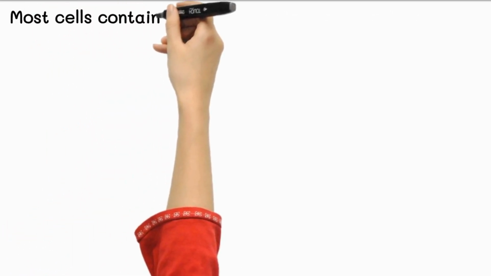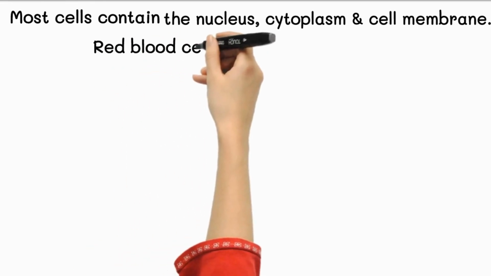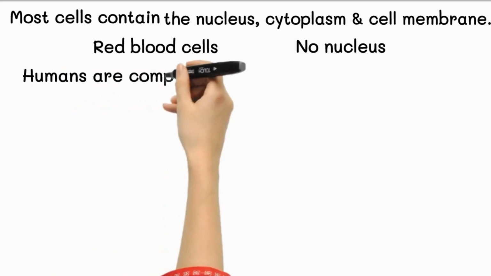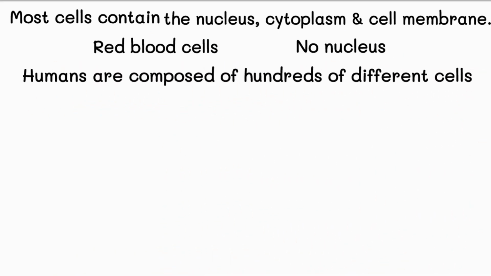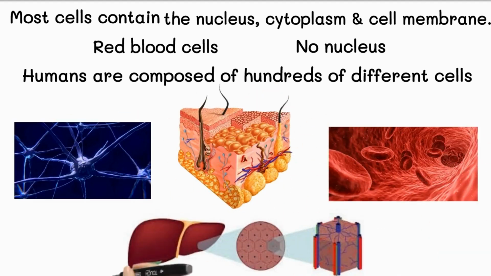Most cells contain certain parts such as the nucleus, cytoplasm, and cell membrane. Some cells have structures missing. For instance, red blood cells are unusual in that they have no nucleus. Humans, for example, are composed of hundreds of different kinds of cells, from nerve cells to blood cells, skin cells to liver cells.